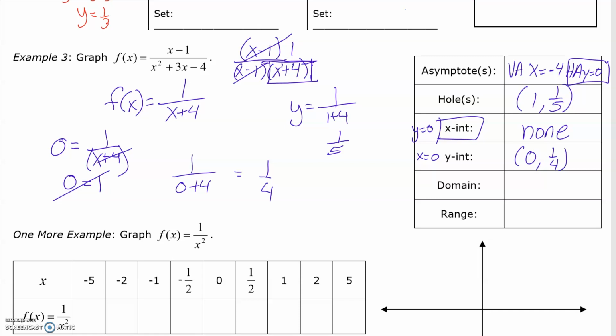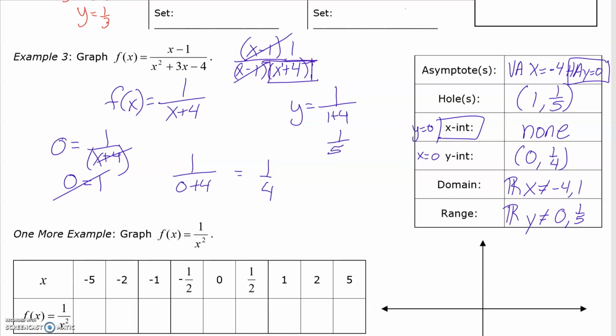And then the domain: we do have a hole, and we have a vertical asymptote. So it would be all real numbers, except x cannot equal -4 and 1. The range is all real numbers, except y cannot equal 0 and 1/5. Alright, so that concludes that problem. It doesn't ask us to graph, which is great.